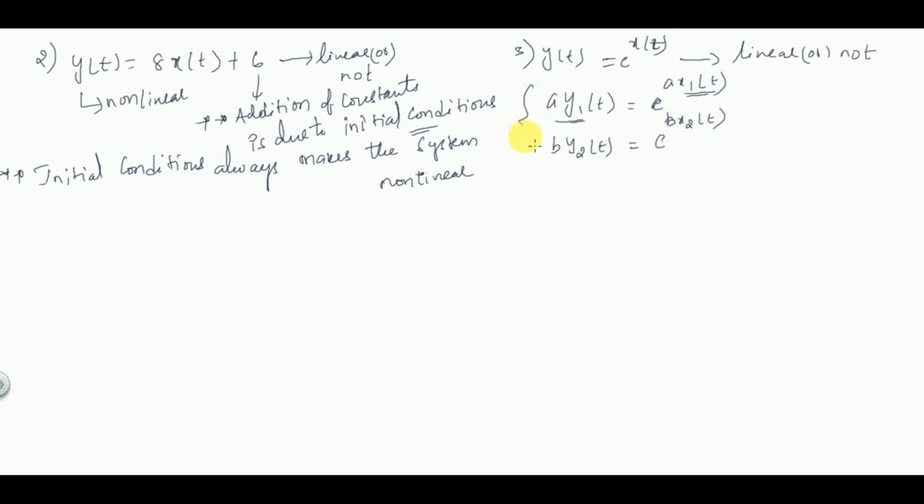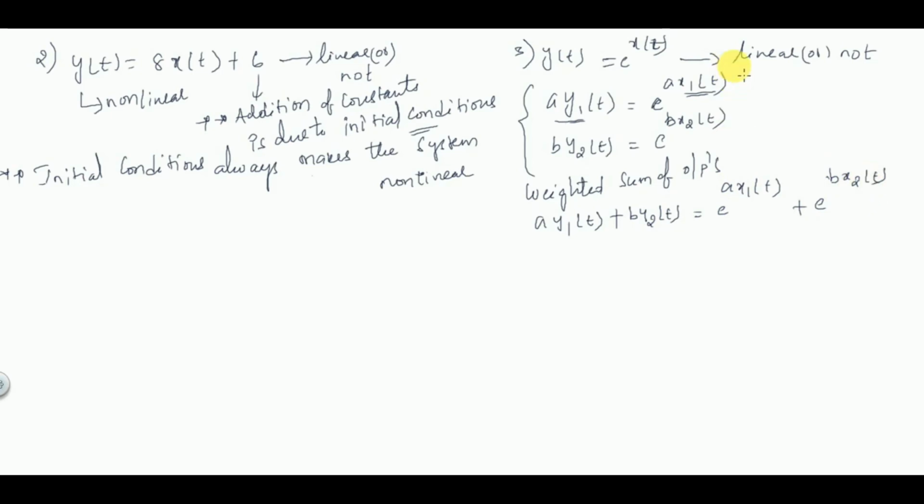So we are adding these two, the weighted sum of outputs. We'll call that the weighted sum of outputs. The weighted sum of outputs is a into y1 of t plus b into y2 of t, which is equal to e power a into x1 of t plus e power b into x2 of t. Okay, addition of these two. That is the weighted sum of outputs.